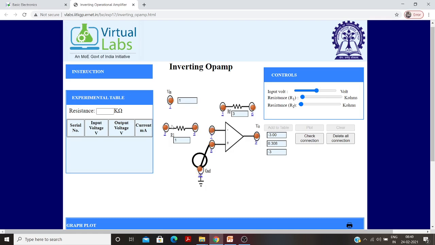Then the input voltage I will connect to this resistor. This resistor is connected to this terminal. This feedback resistor I will connect over here, and this feedback resistor I will connect to this side. So 1, this 1, 3, 4. I have connected everything.